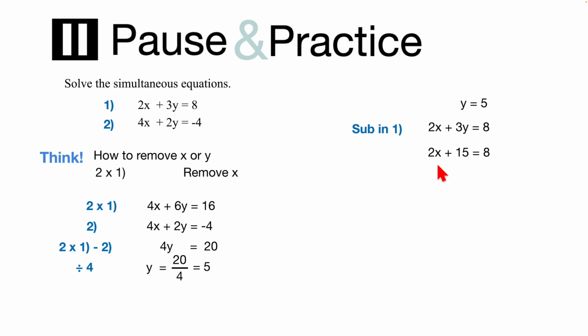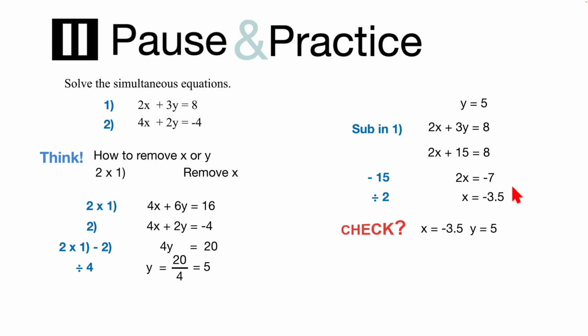I need the 2x on their own, so I'm going to subtract 15. I now get 2x equals minus 7. 8 minus 15 is minus 7. Nasty. I'd use my calculator for that if I had one. Divide by 2, x equals minus 3.5. That's minus 7 divided by 2. Great. So now I've got my answer.